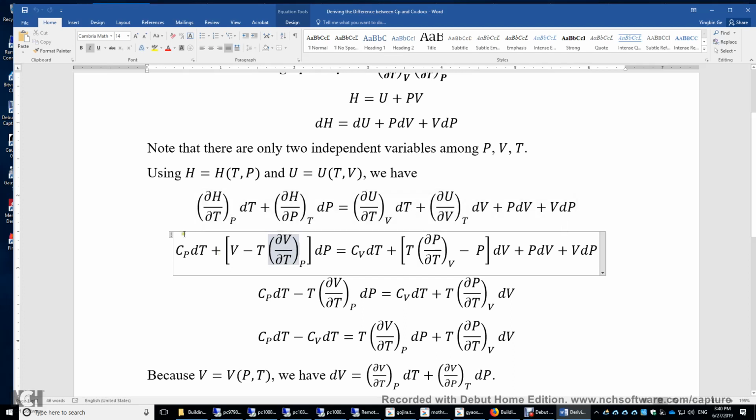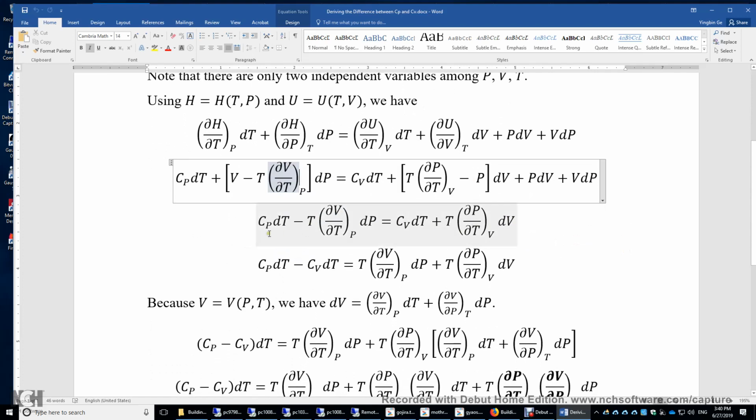Anyway, now we have three terms on the left, five terms on the right. But fortunately, we have VdP and VdP cancel. This negative PdV plus PdV, they cancel. Therefore, we have only four terms. Now we just move this Cp and Cv to the same side. So we have Cp minus Cv here. And then we move this part to the right-hand side.